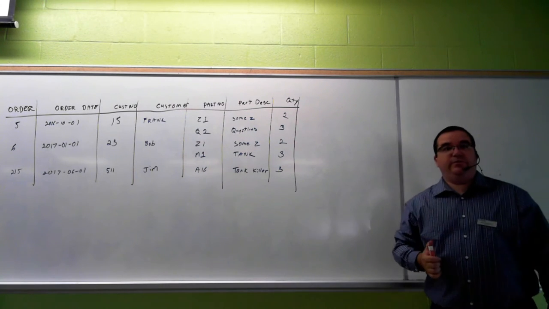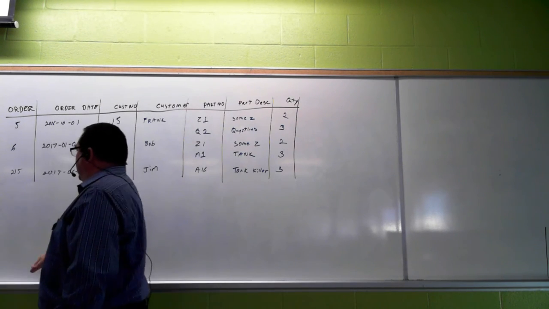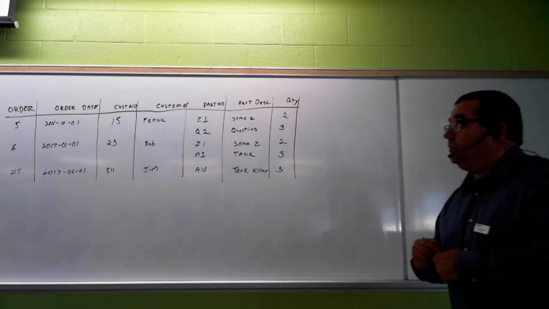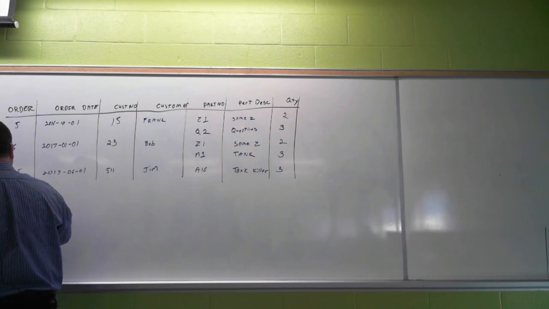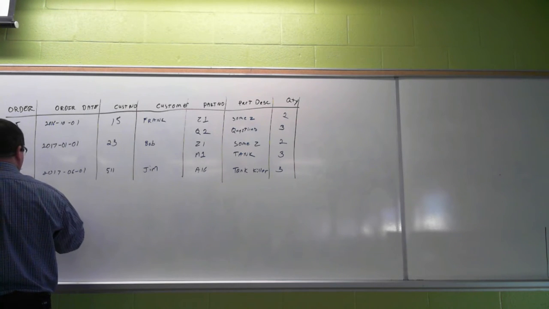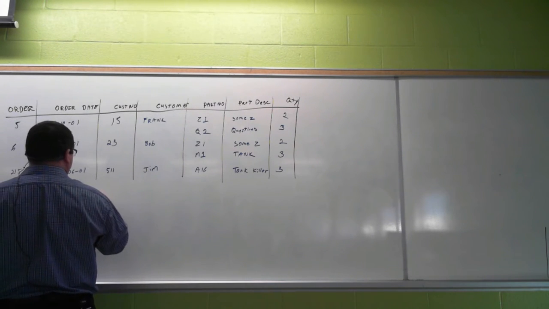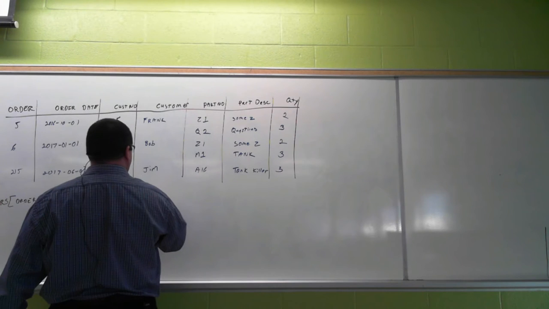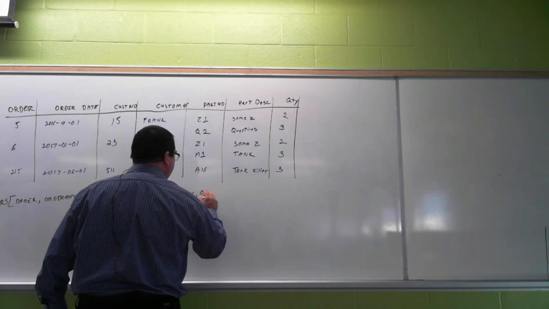We got some data. We got a few issues in here. What we can do is start putting it in its unnormalized form, for starters. So we can call this whole thing orders. And right now we have order date, customer number, customer, part number, part description, and quantity.